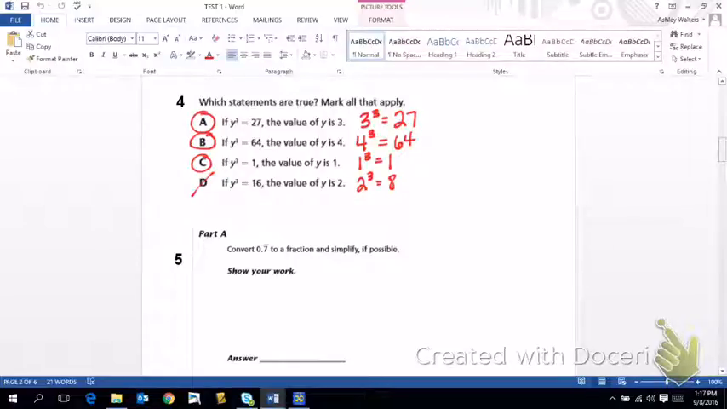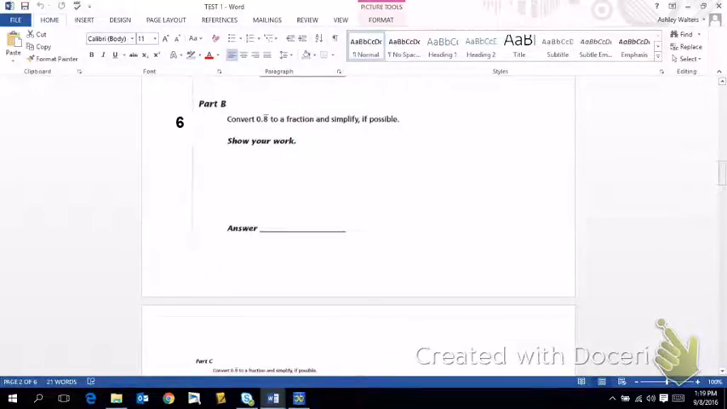In number 5, we are converting 0.7 repeating to a fraction and simplifying if possible. 7 is the only digit that repeats, and it's only one number. So we take our 7 and place it over 9, and 7/9 does not reduce any farther. In number 6, we are converting 0.8 repeating to a fraction and simplifying if possible. Again, that 8 repeats. It's the only thing that repeats. It's only one digit that repeats. So 8 is placed over 9, and 8/9 does not reduce.